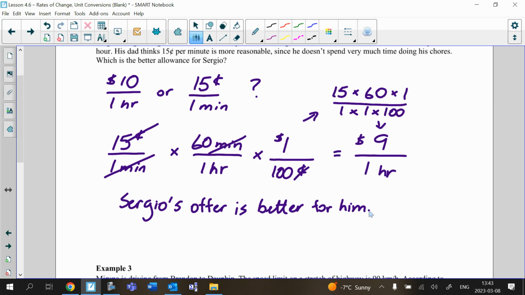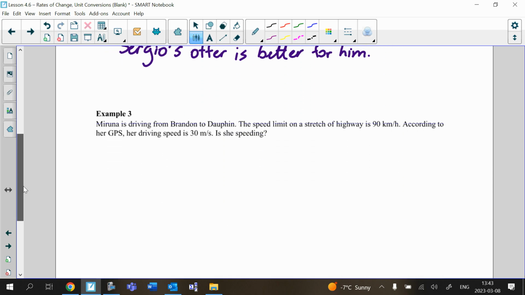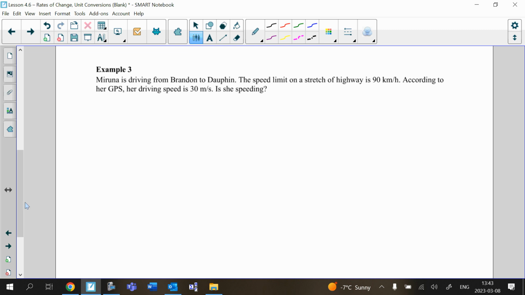Okay, the last one. Maruna is driving from Brandon to Dauphin. Speed limit on the stretch of highway is 90 kilometers an hour. According to her GPS, her driving speed is 30 meters per second. Is she speeding? Now you would think if you had a good GPS, it would probably tell you kilometers per hour. But the whole idea is to try and convert.